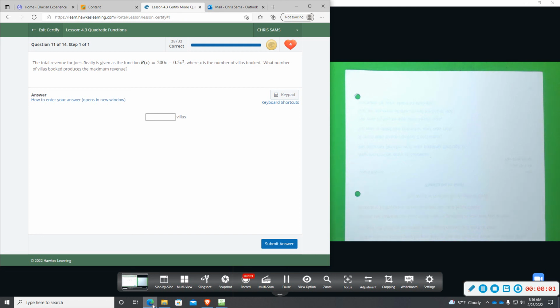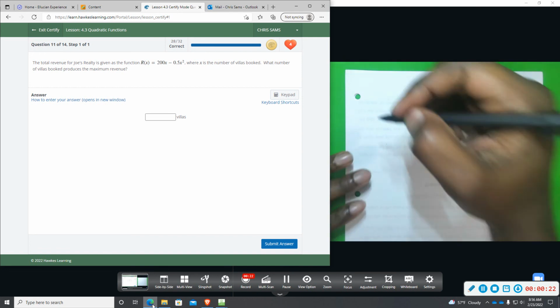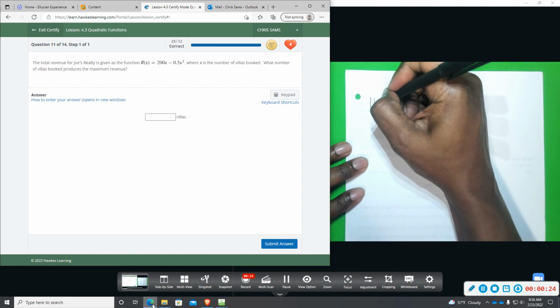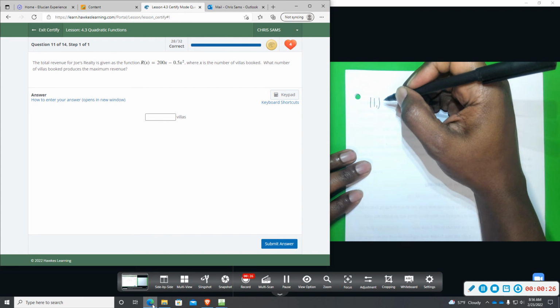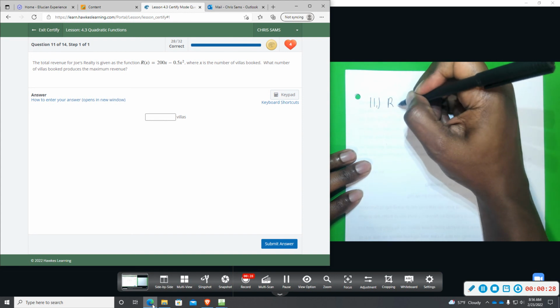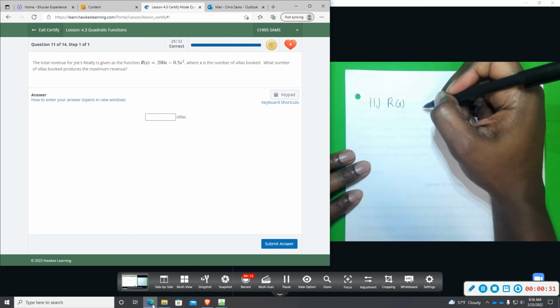All right, number 11, we want the total revenue for Joey's Realty, which is given for the function. And so we have a function. X is the number of villas booked. We want to know what number of villas booked produces the maximum revenue. So again, we're just trying to find that maximum or that vertex here. And so the most important part is the equation they give us, which is R as a function of X.